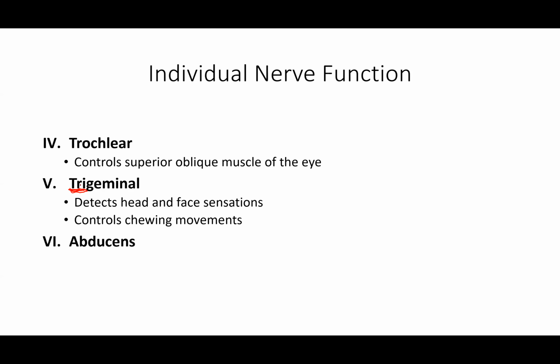The abducens, number 6, controls the lateral rectus muscle of the eye. So far we have several different cranial nerves that are involved with the eye. The trochlear, the abducens, and the optic and the oculomotor all have functions to do with the eye.